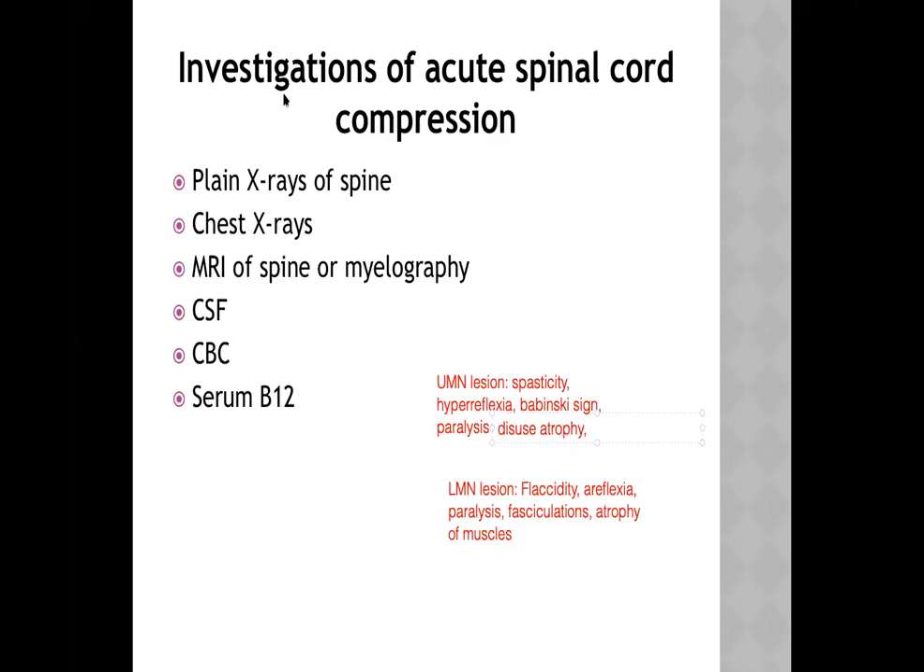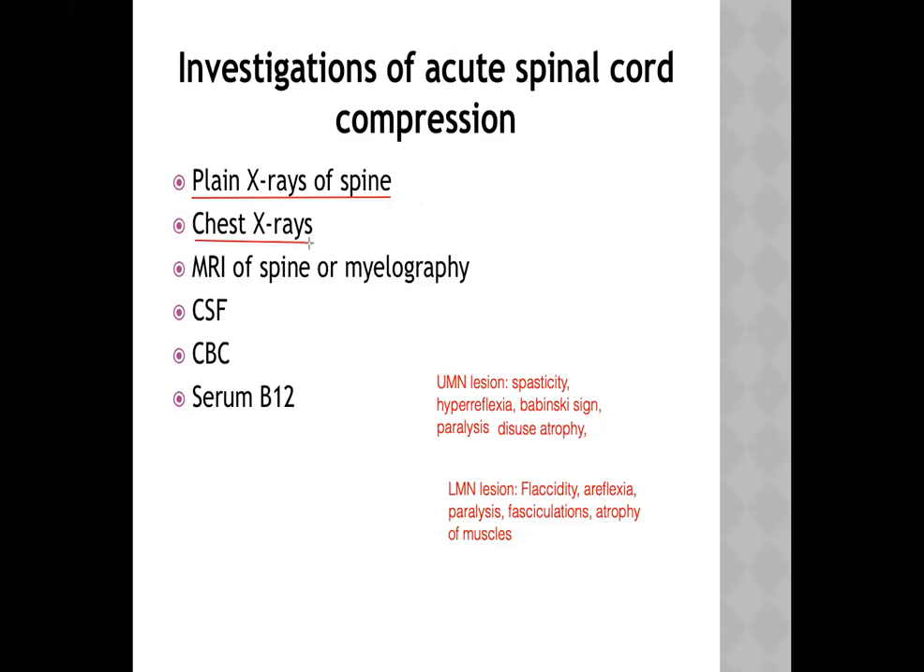Now with this, let's go into the investigation of spinal cord compression. All of you please pay attention here. Let's start with the very easy type of investigation, like plain X-ray of the spine. We routinely do this if we suspect some compression or some damage of the vertebra, some erosion of the vertebra, fracture of the vertebra. In every case we start with plain X-ray of the spine.